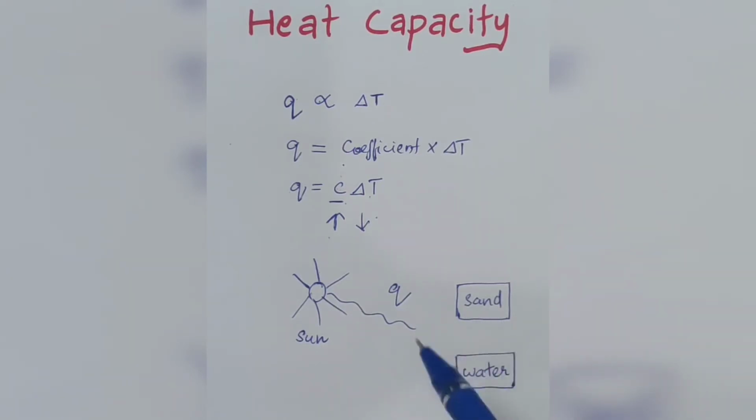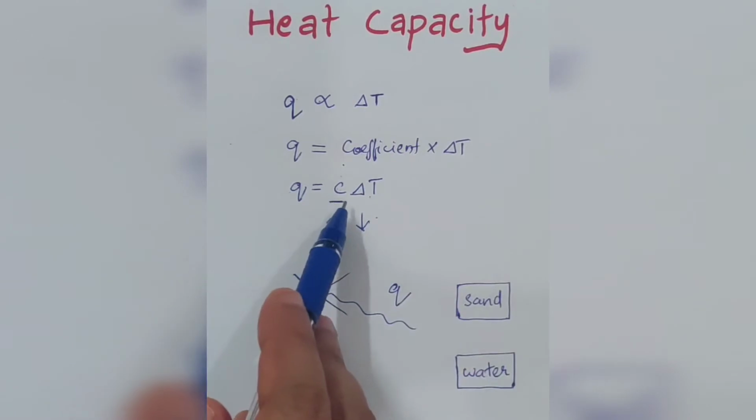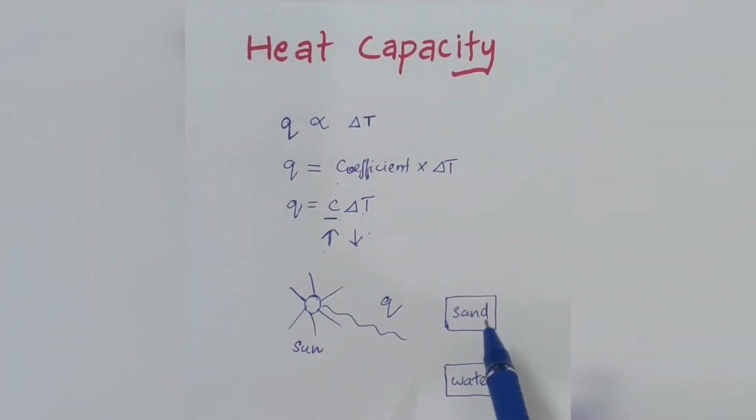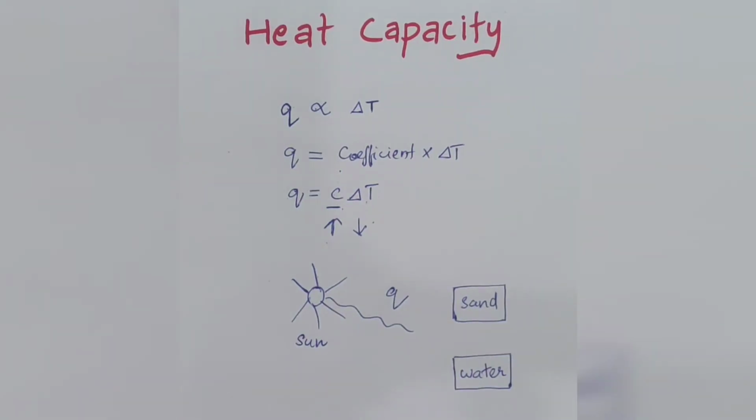Water has high heat capacity, which means what? We have to provide a lot of heat to increase the temperature by 1 degree Celsius. Sand has lower heat capacity, which means what? We have to provide very little heat to increase the temperature by 1 degree Celsius. I explained all these things for the sake of knowledge and also to get the basic idea of heat capacity.